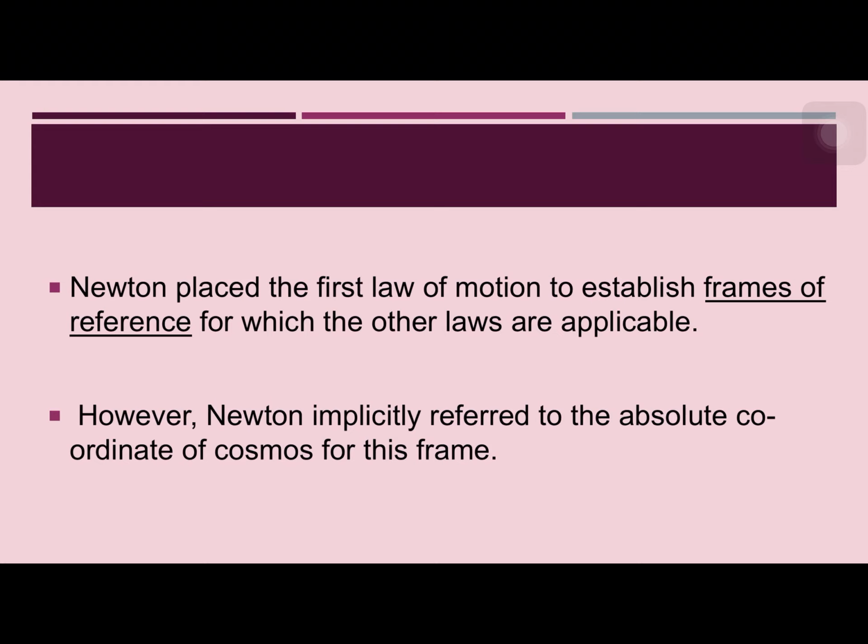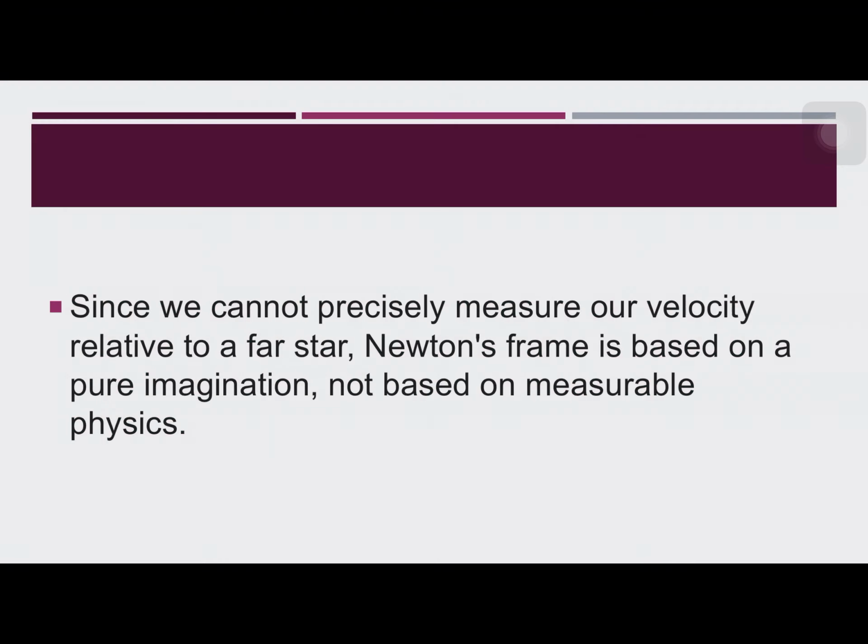Then Newton placed the first law of motion to establish frames of reference for which the other laws are applicable. However, Newton implicitly referred to the absolute coordinate of the cosmos for this frame. Since we cannot precisely measure our velocity relative to a fixed star, Newton's frame is based on pure imagination.